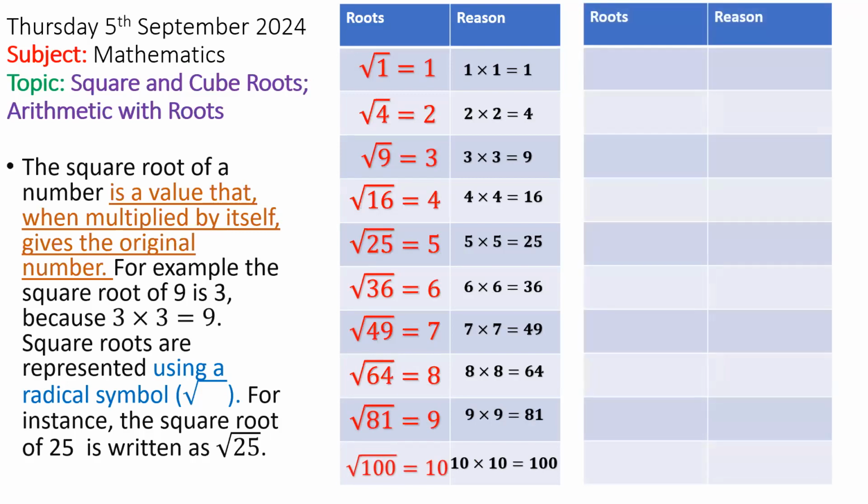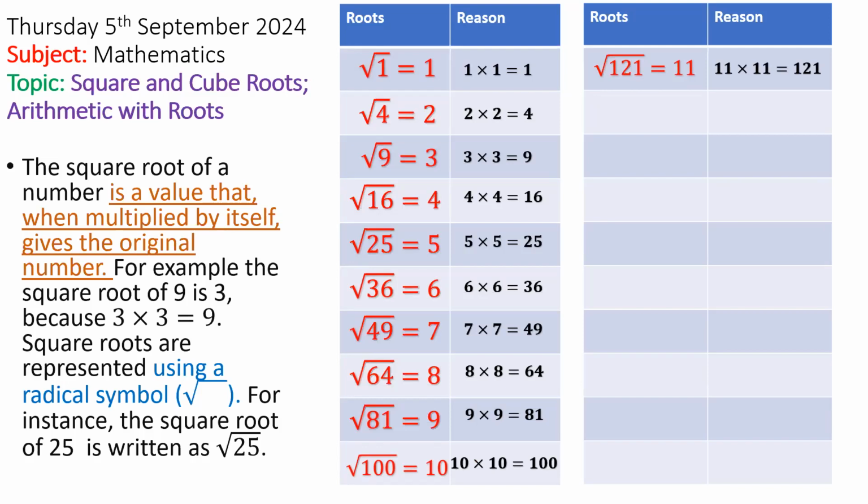Then we go to the next column. What's the square root of 121? 11. Yes, why? Because 11 times 11 is 121. Very good. By the way, please write this down. Make sure you write all the square roots down. Okay, good. And then we have, what's the square root of 144?